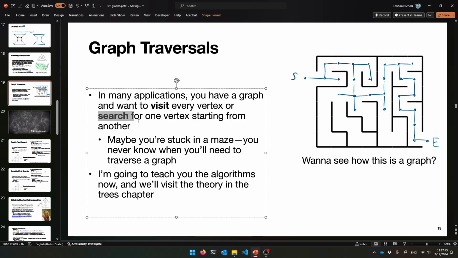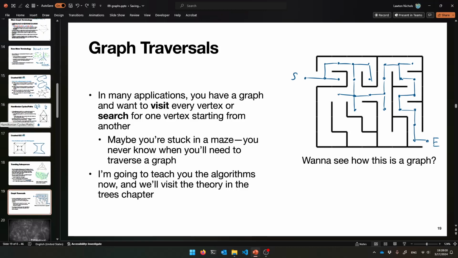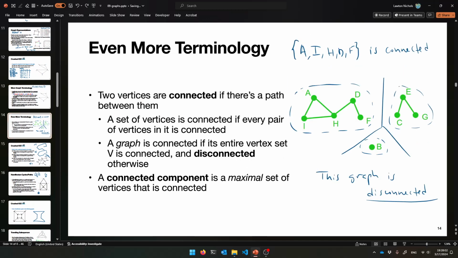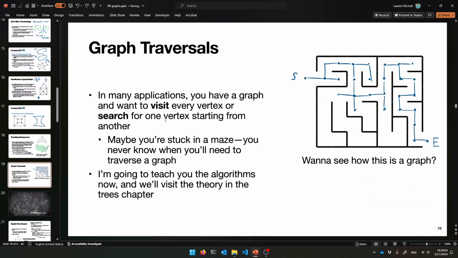So you could search. You could do a search between S and E, to see if you find a path to get there. You can ask for the smallest path, the shortest path. There are ways to do that. You'll never know when a whole lot of problems can be turned into graph problems, and that's why people study them. That's why there are so many ridiculous terms for graphs, because there are so many different problems you can represent with graphs. So I'm going to teach you a lot of algorithms now, ones that visit every vertex, or search for one vertex starting from another, or that do cool things in general with graphs.